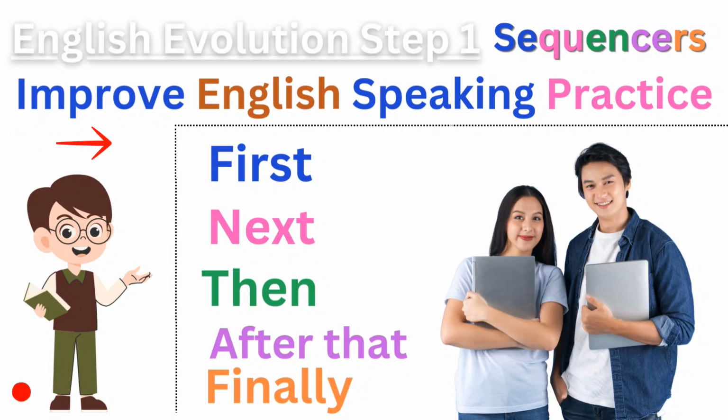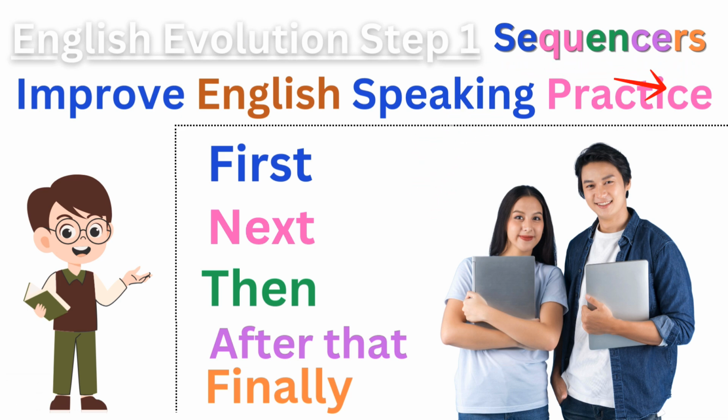Welcome back, everyone. Today, we're going to learn about a very useful tool in English called sequencers. Sequencers are words that help us organize our thoughts and communicate more clearly. They are especially helpful when we want to give instructions, describe a process, or tell a story.